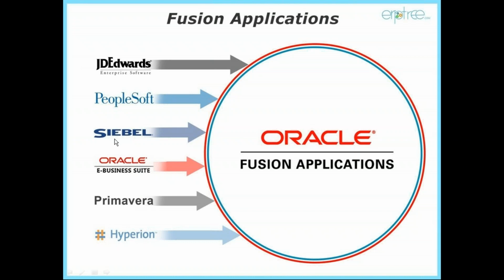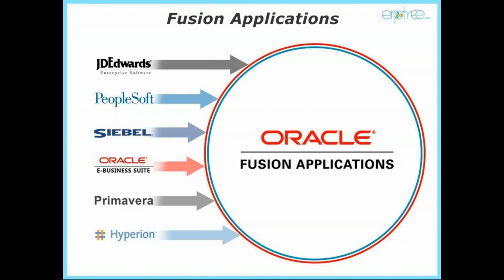By taking the best solution from the different products for different areas, they built the application called Oracle Fusion Applications. So that's the meaning of Fusion Applications. It's not a single product. It's a legacy of different products and solutions. So this is what we have to understand, how they built the Fusion Applications.